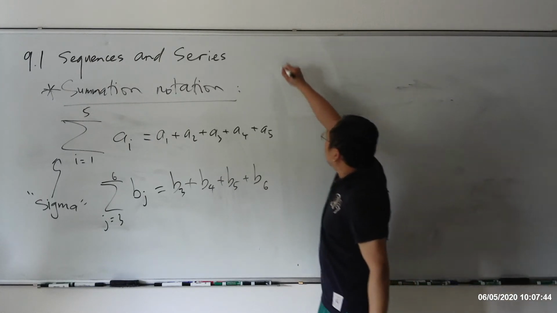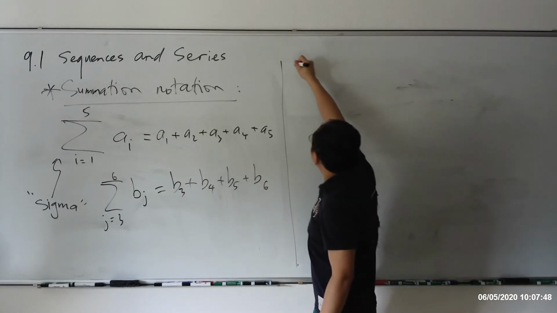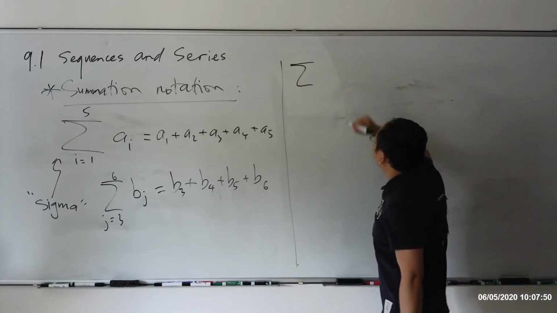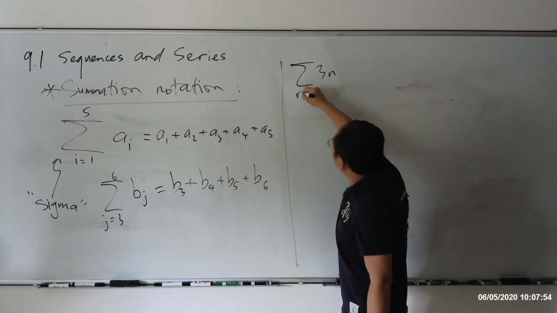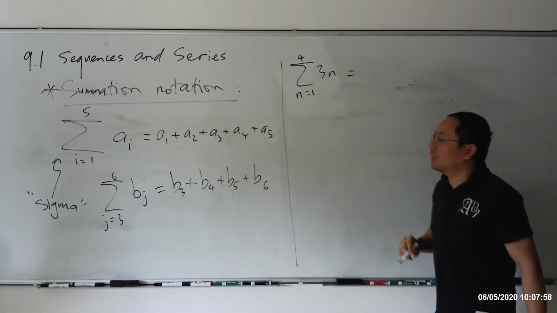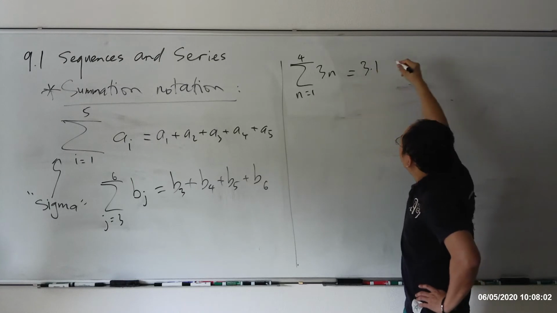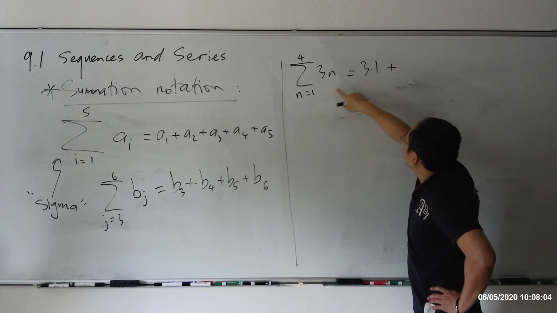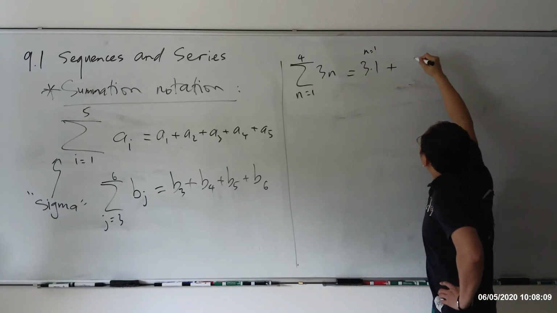And that is what the notation of summation means. Let me give you a couple more examples. How about this? The sum of 3n, with n running from 1 to 4, for example. 3 times n, right? That means 3 times 1, because I plug in n equal to 1, and then plus. Now I increase n by 1, so n equals 2.